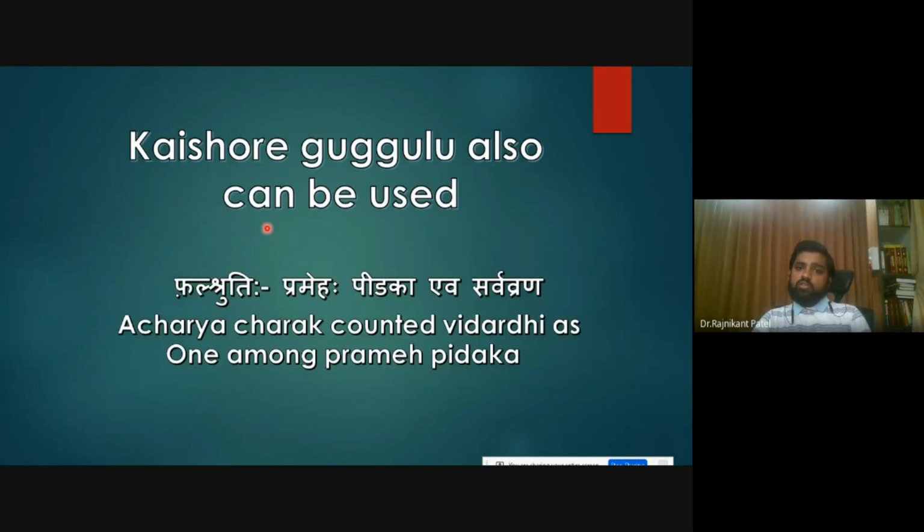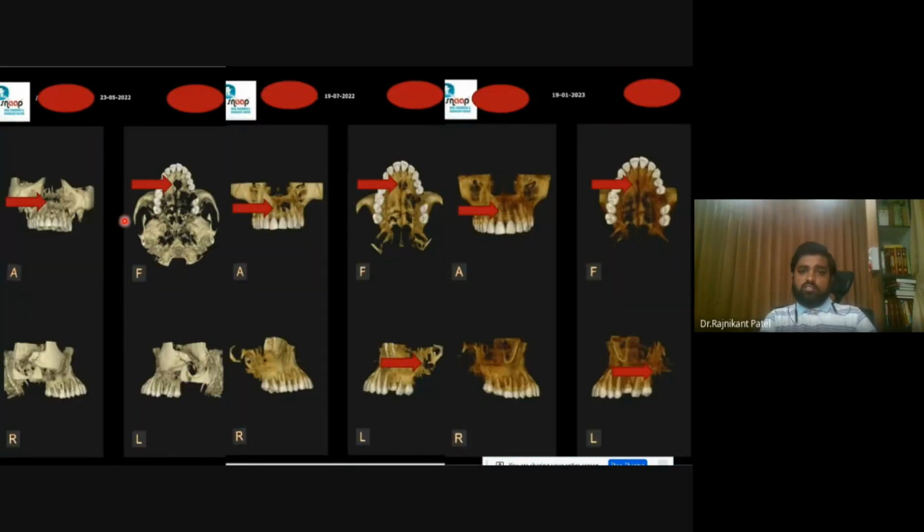Kesar Guggulu can also be used as Phalasruti: Pramehapidika and Sarvavrana. Pramehapidika is one among the Vidradhi according to Acharya Charaka. So these are the case study.